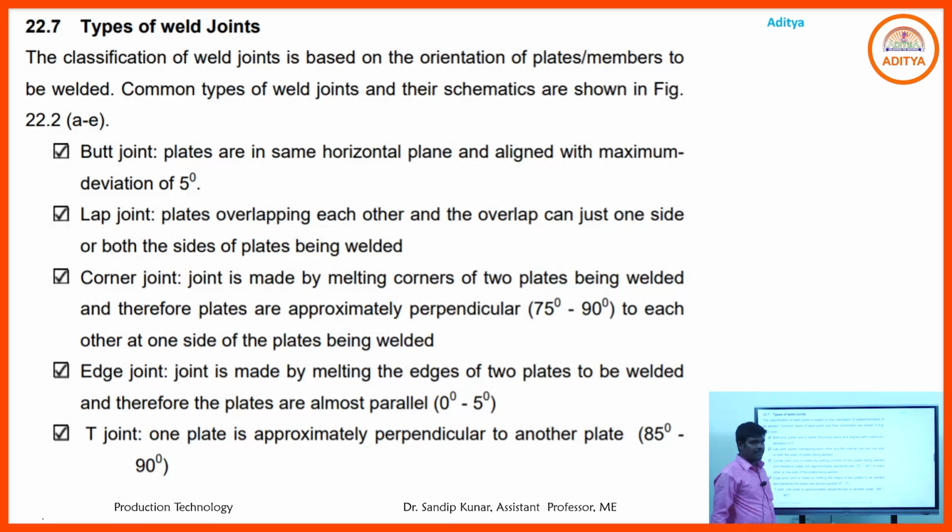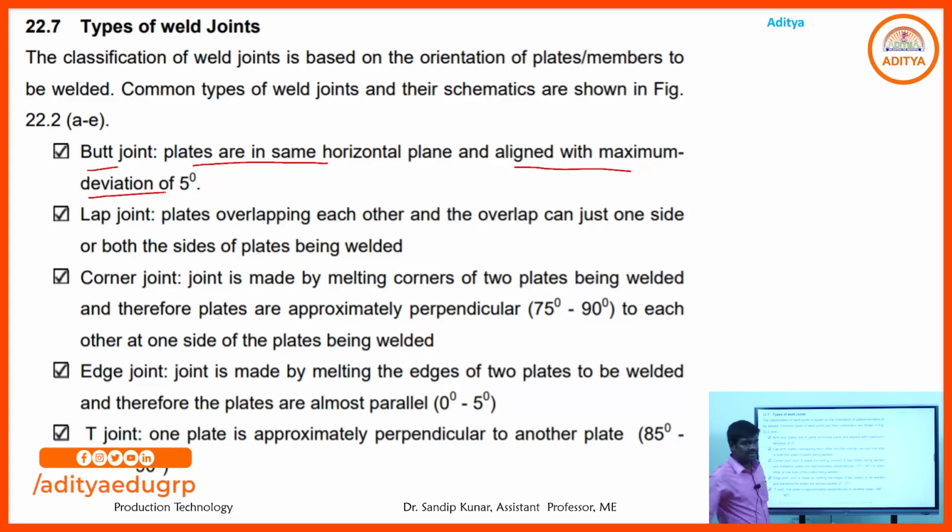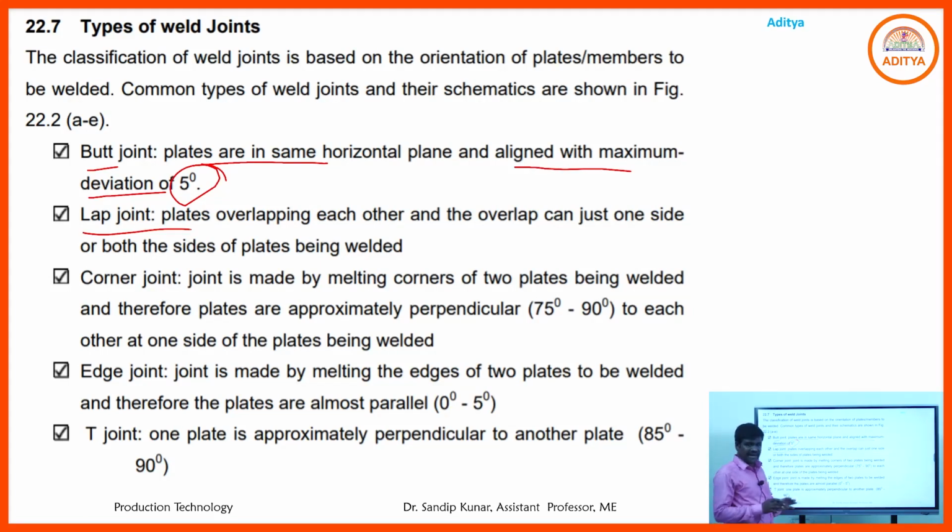In case of types of welding joints, we use different types of welding joints. First one is butt joint. In a butt joint, the plates are kept in the same horizontal plane and aligned, with maximum deviation taken up to 5 degrees. All the plates are kept horizontally. Another is lap joint. Plates overlap each other, means one plate is kept over the other plate in an overlapping way.